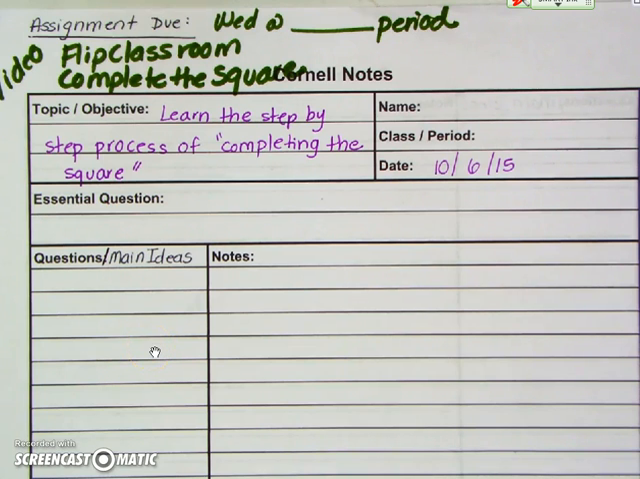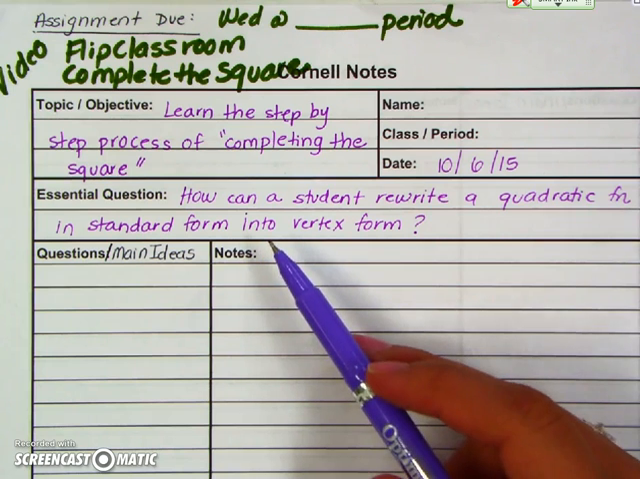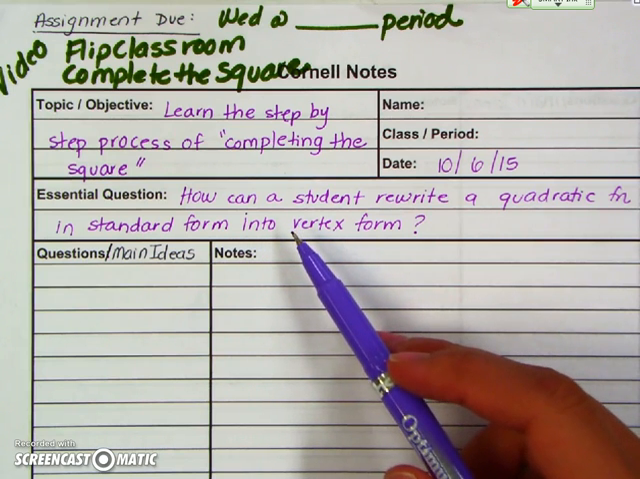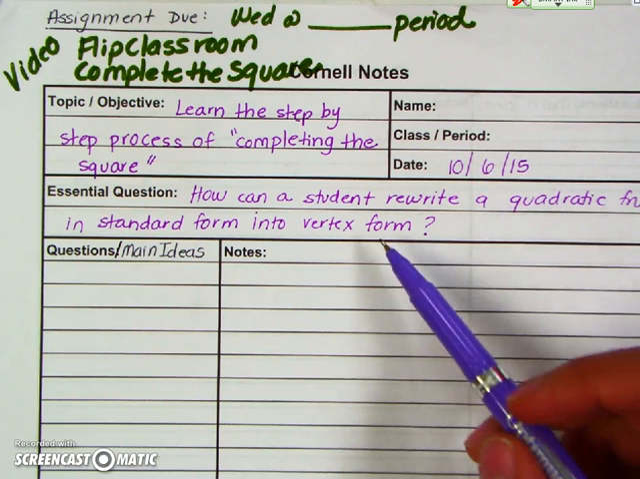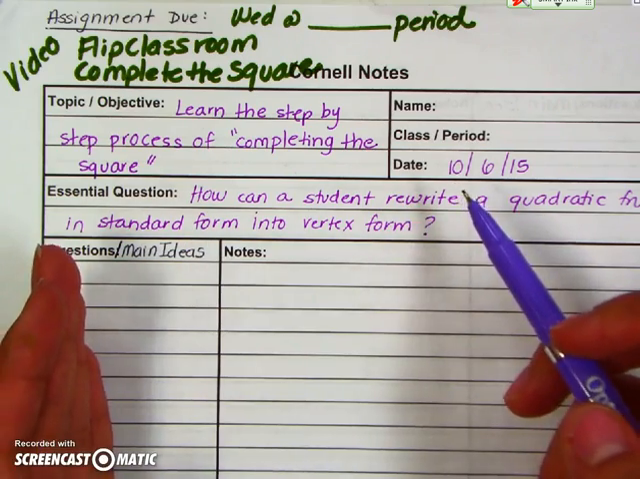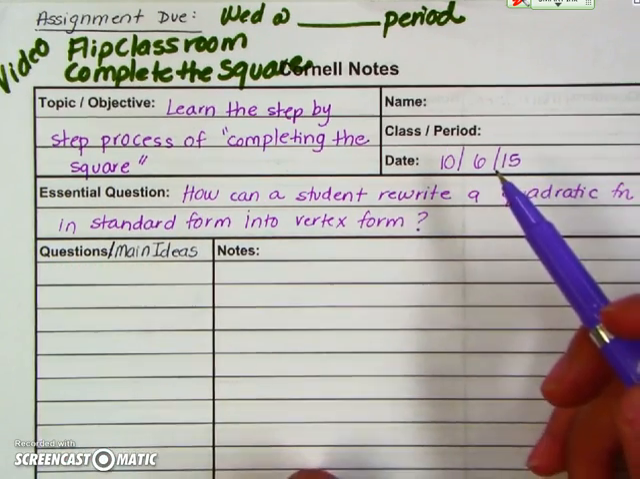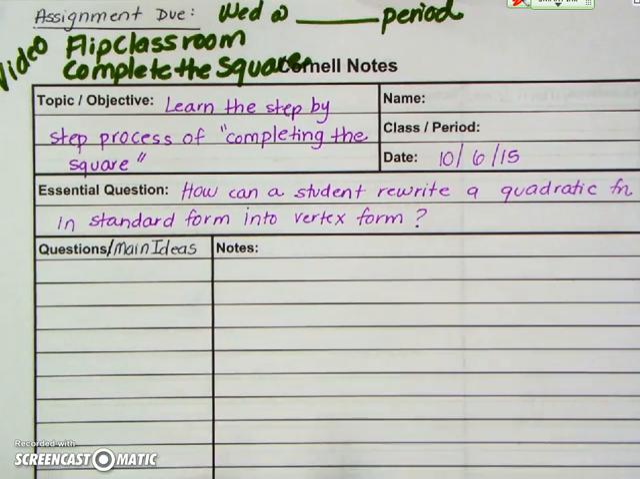Completing the square is a process of allowing us to make a perfect square trinomial that allows us to factor our quadratic function so that we can actually get the zeros or the roots from that function. So the essential question that you're answering today is, how can a student rewrite a quadratic function in standard form into vertex form? So today we were practicing in class with our flashboards how to go from vertex form to standard form. So tonight you're going to learn about how to go from standard into vertex. And the way that we're going to do that is by completing the square.